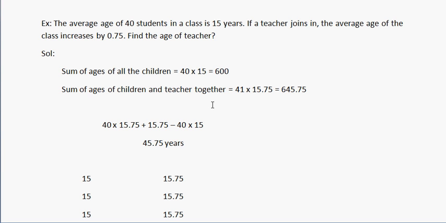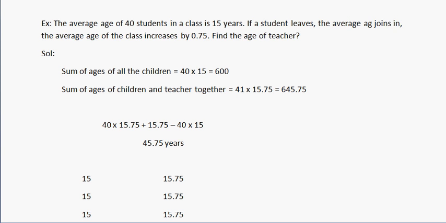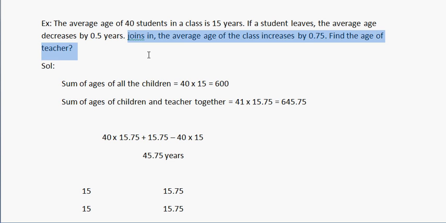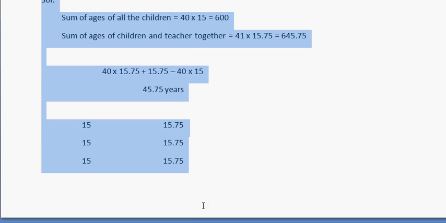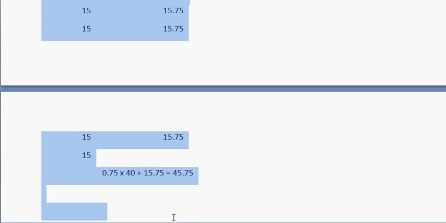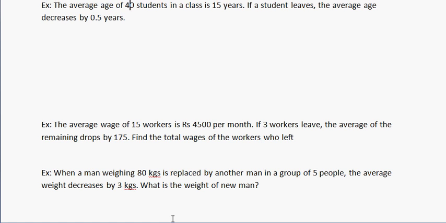Similarly, there can be a question where it says that the average age of 40 students is 15. If a student leaves, the average age decreases by 0.5 years, right? Now we have to find the age of the student who left the class. Again, use this logic which we have just studied and try to solve it. You have 2 minutes to do this.